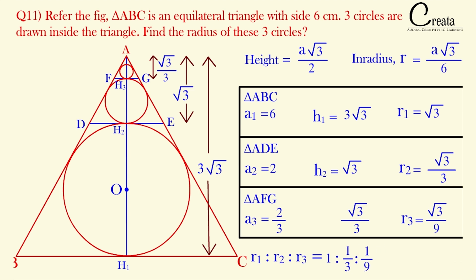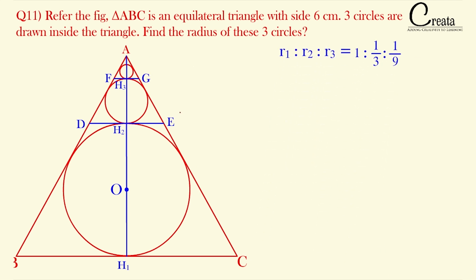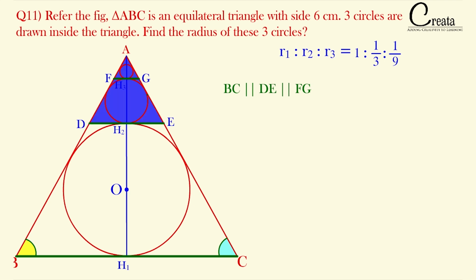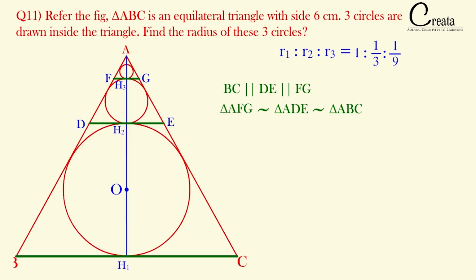One more observation that I want to add, this will help you in other questions. The observation is that here BC is parallel to DE is parallel to FG. Means these three line segments are parallel to each other. These three angles are corresponding angles under the parallel lines, so these angles will be equal. And similarly, this angle will also be equal. That is, these three triangles are similar triangles. And triangle ABC is an equilateral triangle, means all these three triangles are equilateral triangles.